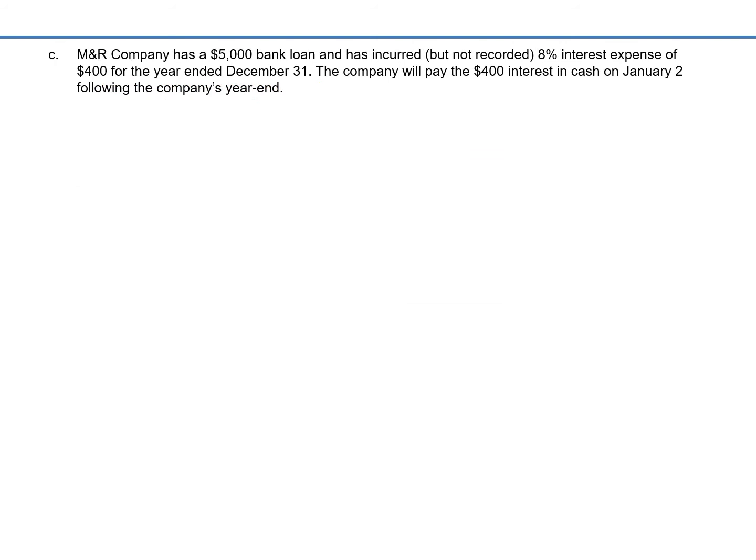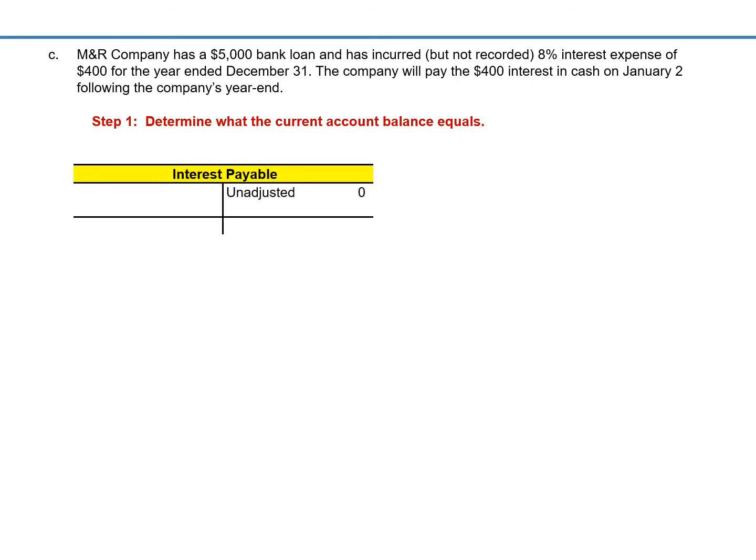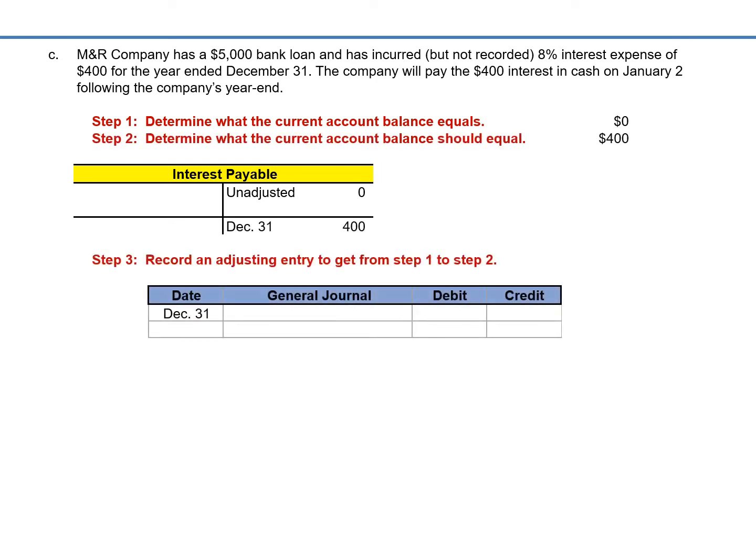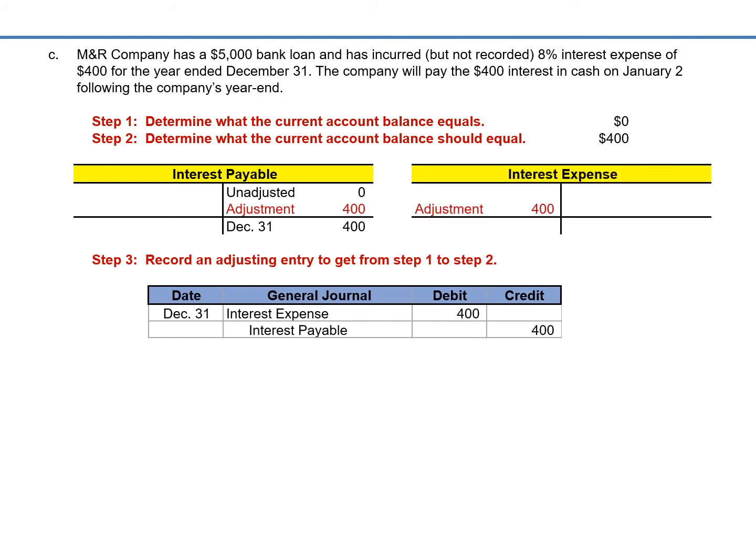In letter C, M&R Company has a $5,000 bank loan and has incurred but not recorded 8% interest expense of $400 for the year ended December 31st. The company will pay $400 interest in cash on January 2nd following the year end. So we have interest that we're going to owe in the next year, but our interest payable account is currently 0. It needs to be $400. So to increase a liability account, we credit $400 and we debit interest expense for $400.